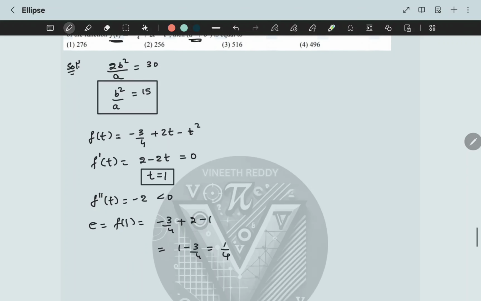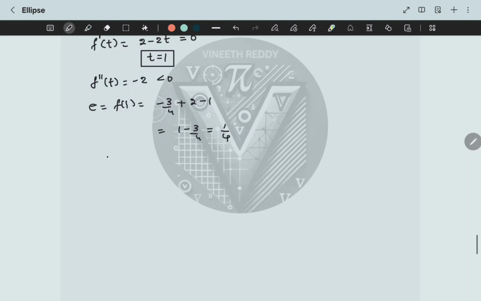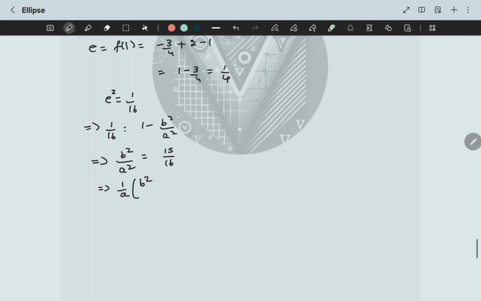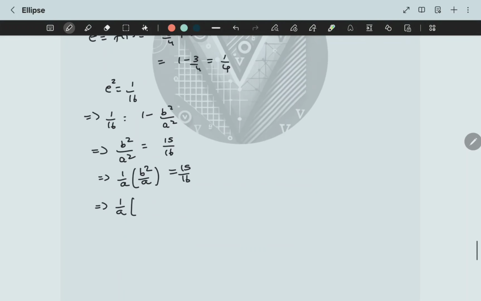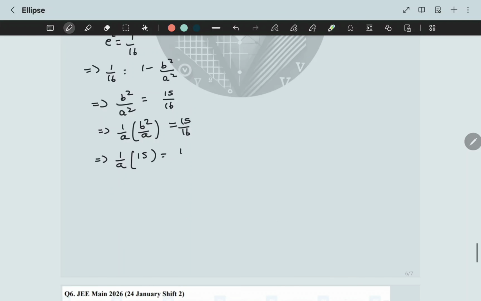He is asking us to find the value of a square plus b square. E square is 1 divided by 16, and 1 divided by 16 will be 1 minus b square divided by a square. So b square divided by a square will be equal to 1 minus 1 by 16, which is 15 divided by 16. Now we can write this as 1 by a into b square by a, which is equal to 15 divided by 16. And what is b square divided by a? B square divided by a, I think it is 15. So we can write 15 here. So basically a is equal to 16.